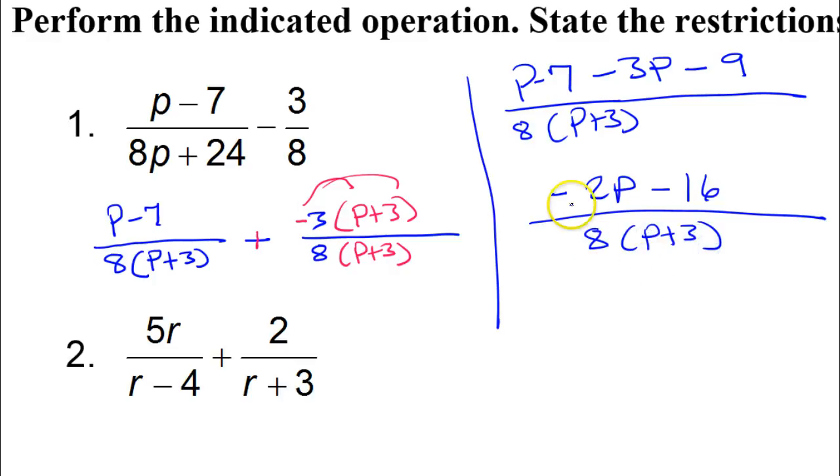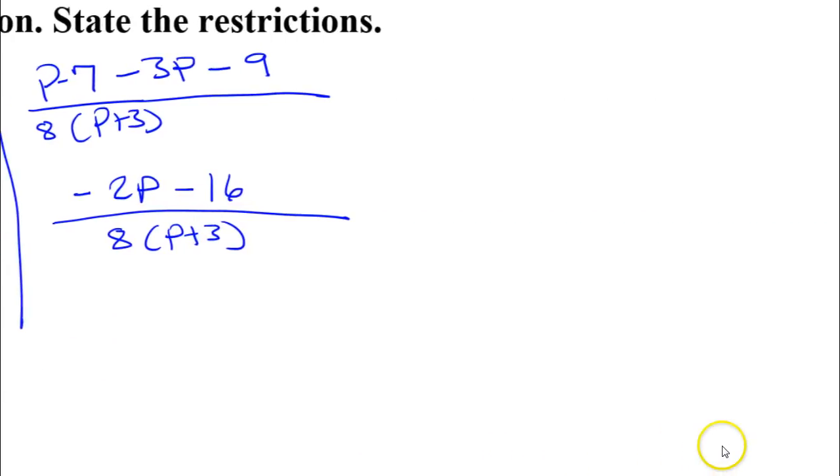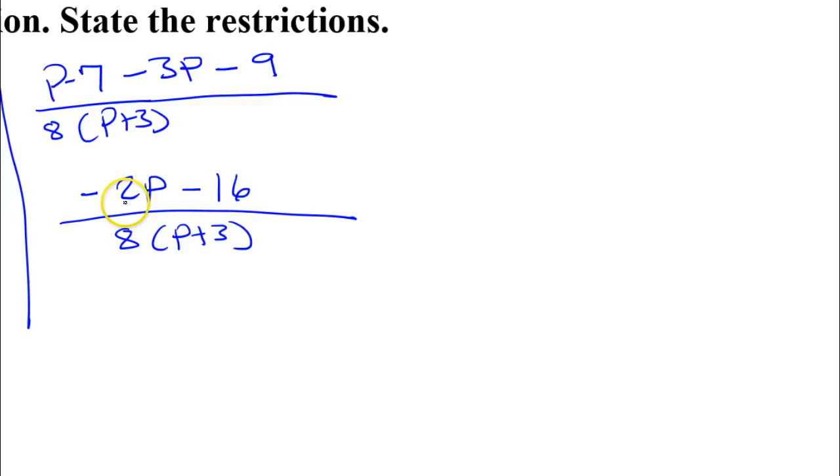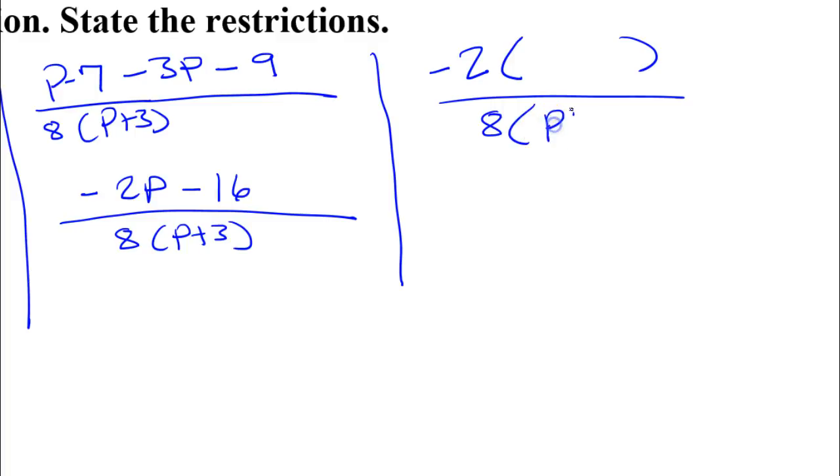Now oftentimes this is the final answer. But be careful, this time it is not the final answer, because if we factor out the common factor, it will cancel with the 8. So for full credit, you have to do that. When we take out the GCF right now, take the negative with it. So I'm going to factor out a negative 2, and that's going to leave behind p plus 8.